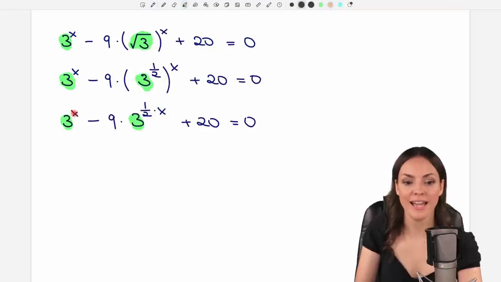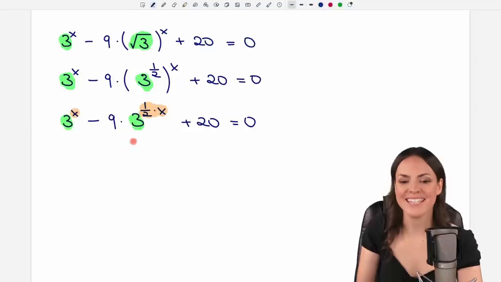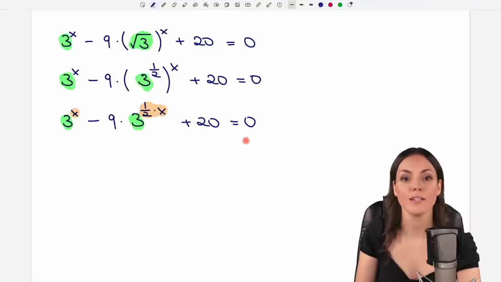Every time you have this structure where the bases repeat and there is a connection between the exponents, right? So we have x here and half of x here. So this exponent is twice as large as this exponent. Every time you have this structure, you can use substitution to solve this equation for x.